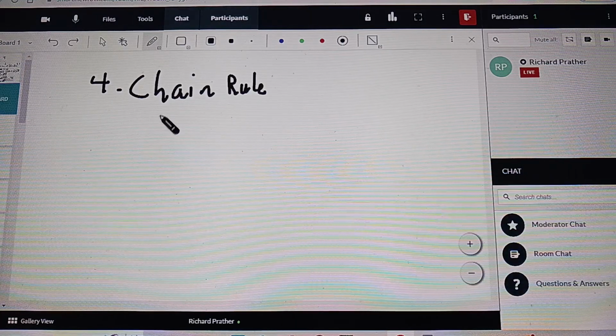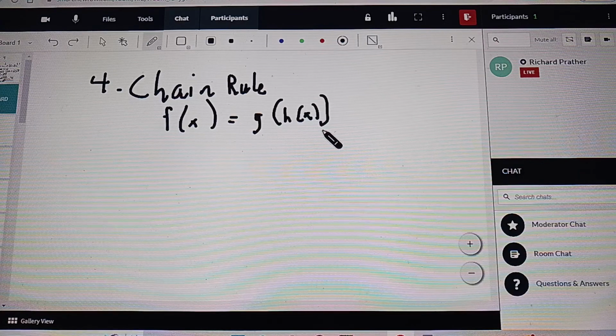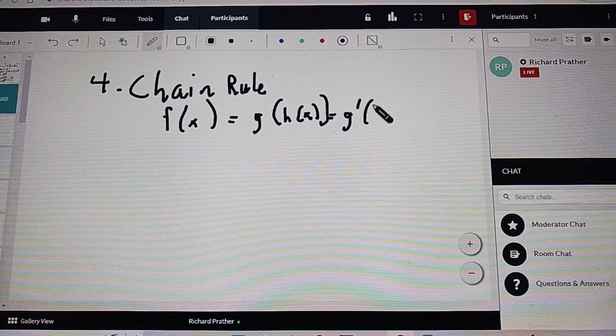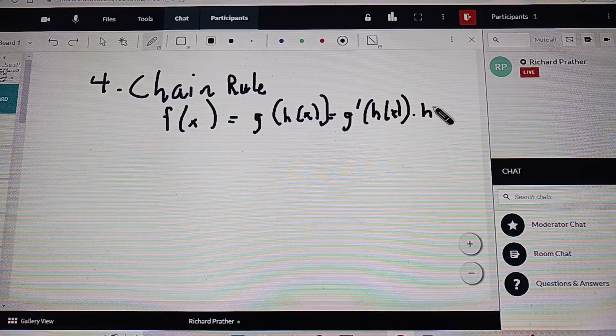So if you're doing f of x equals, this is when you have functions inside of functions, so if you have a g of h of x, then you do the derivative of the outside, g prime of h of x. You keep the h of x the same for a minute. Whatever the base is, you just keep it the same. And then you multiply by the derivative of the inside stuff. That gets chained onto the end there.